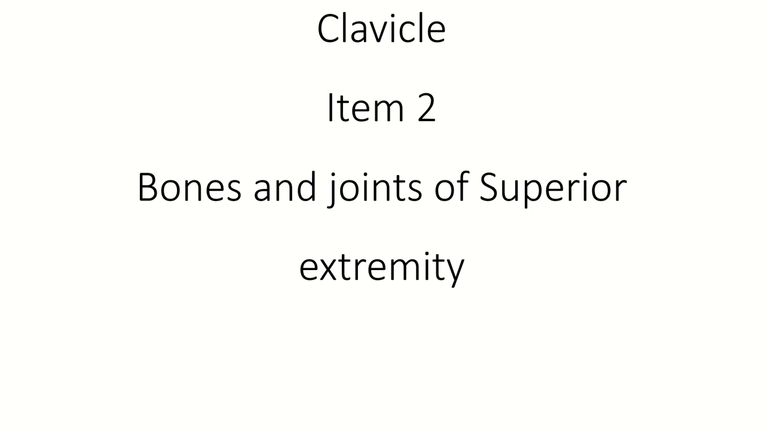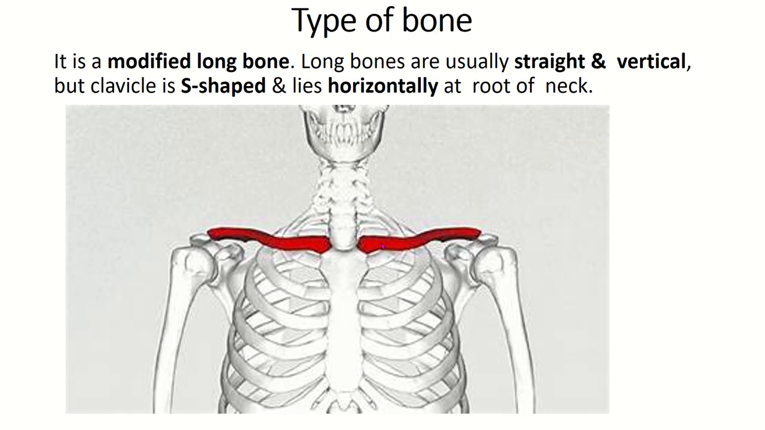In this video, I discuss the clavicle, one of the important bones of the superior extremity. The clavicle is a modified long bone. Usually a long bone is situated straight and vertical, but this bone is S-shaped and placed horizontally at the root of the neck.